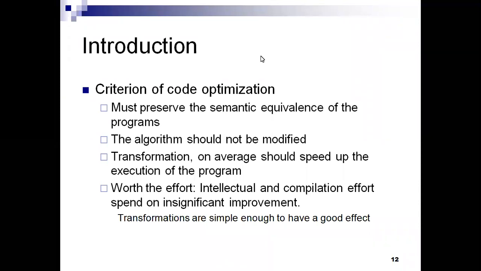Semantic equivalence of the program, that means whatever optimization you apply to the source program, its meaning must not be changed, right? And the algorithm should not be modified here. Initially, when using an algorithm, there itself you need to choose an efficient algorithm to get an efficient target code. So the algorithm should not be modified. And whatever transformations we apply here, on average, should speed up the execution of the program.